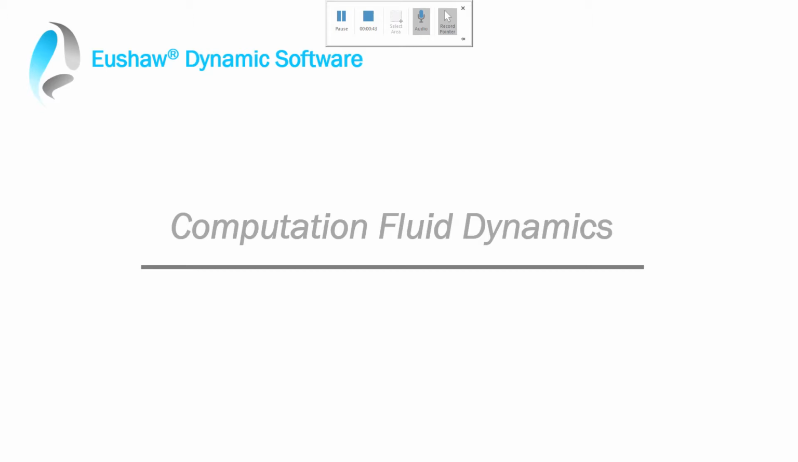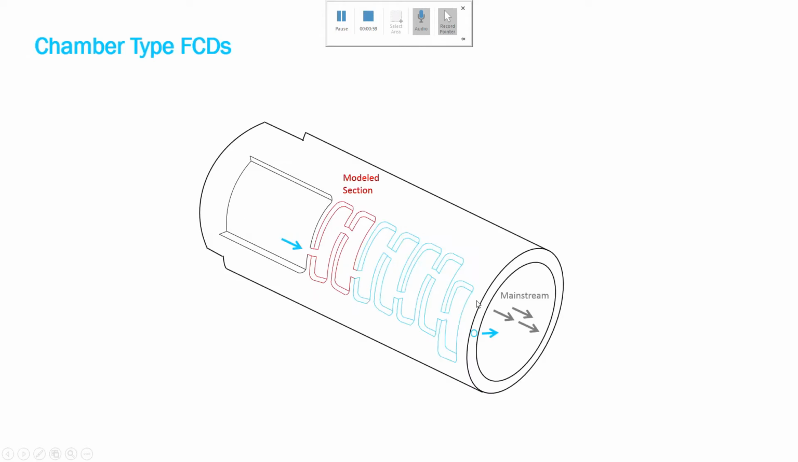So in this example, I briefly talk initially about what the bases of this analysis are, and then I'm going to show one short example using the Eushaw Dynamics software. In this example, I'm only going to talk about the chamber type FCDs, and another example will talk about Venturi type and other different types of FCDs.